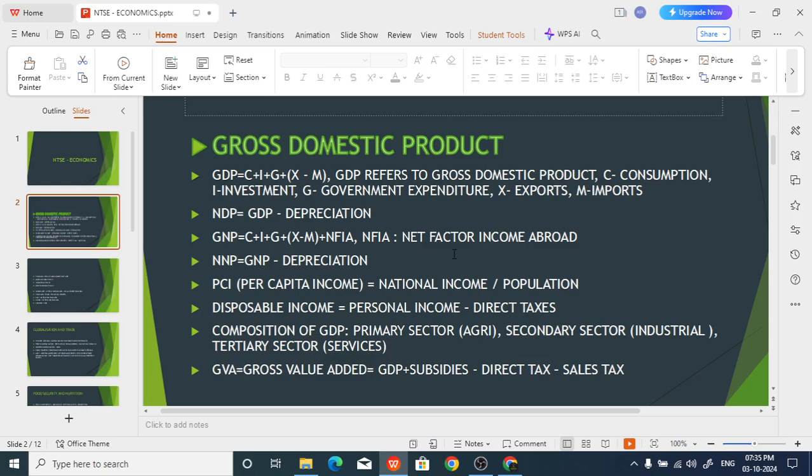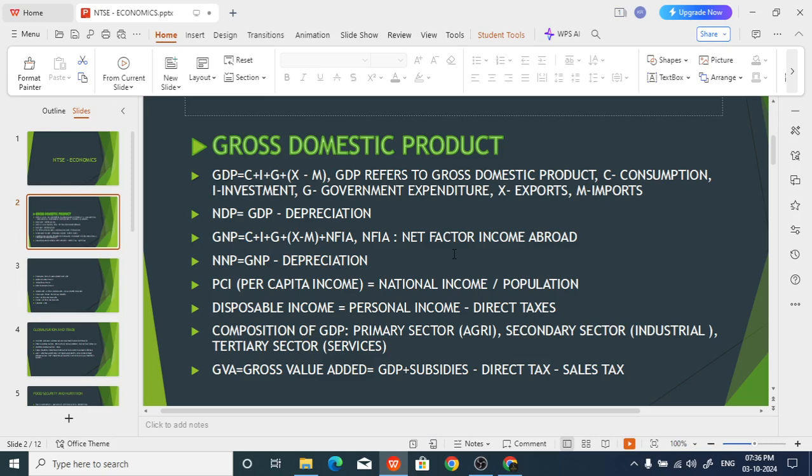In the second year, 10% of 9,000, that is 900, will go, so its value will be 8,100. Like that, the depreciation will be calculated. So NDP is equal to GDP minus depreciation. That is called net domestic product: gross domestic product minus depreciation.